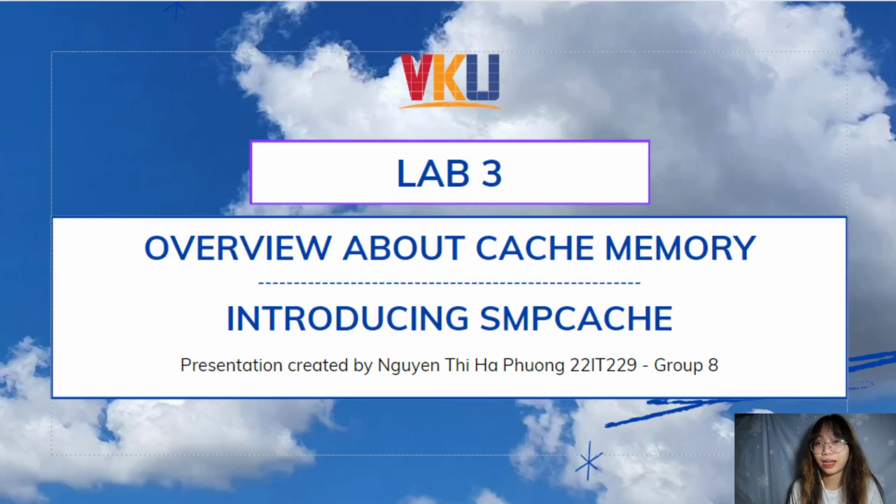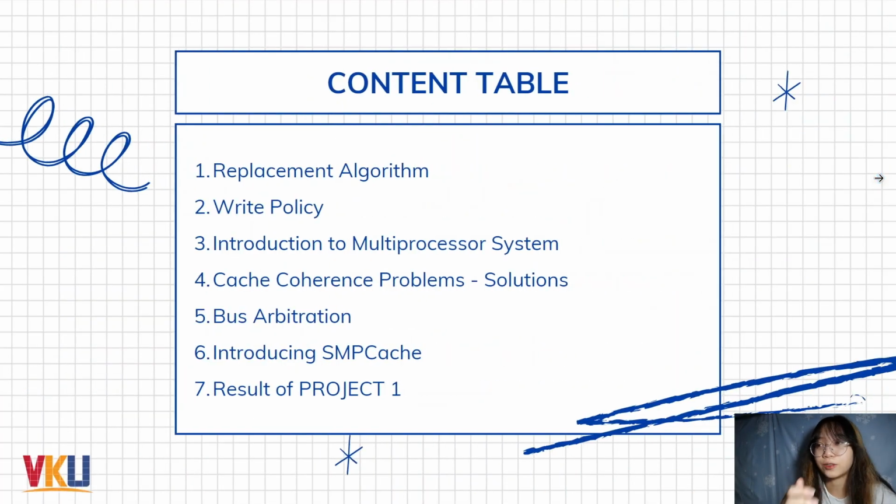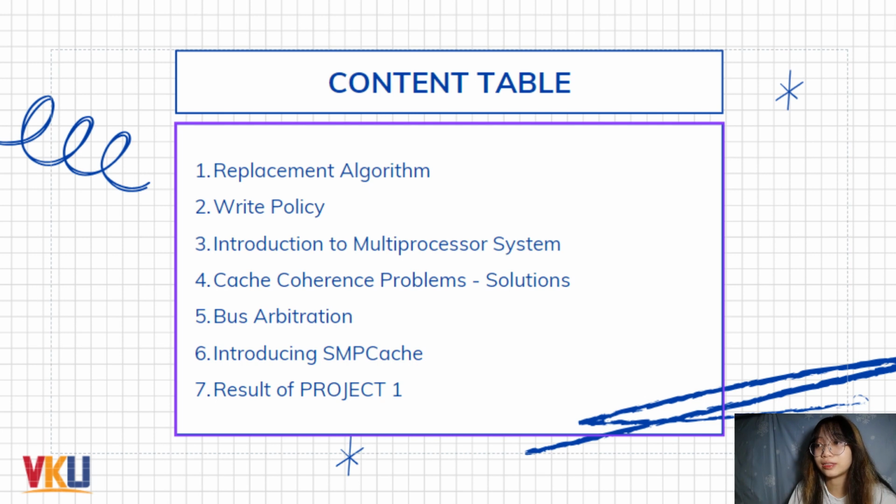I'm from Group 8, and this is my part to continue the last part of Lab 3, an overview about cache memory and introducing the SMPCACHE. So, in this presentation, I mainly discuss the following sections, including the replacement algorithm, write policy, introduction to the multiprocessor system, cache coherence problem with its solutions, the bus arbitrations, introduce the SMPCACHE, and my results of project 1.